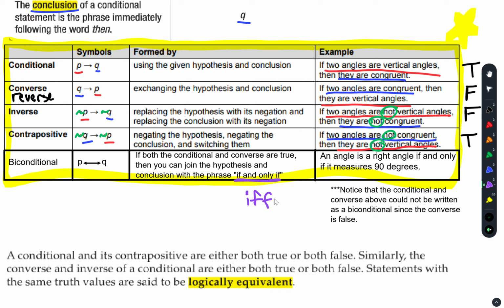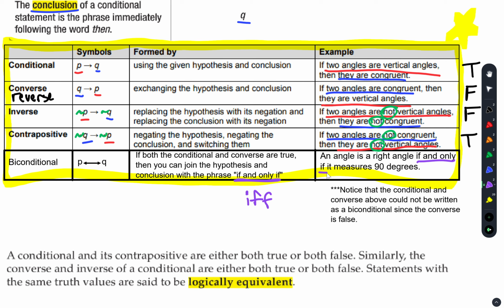The example that we've been using so far doesn't work. One was true, one was false. So here's a new example. It says, an angle is a right angle if and only if it measures 90 degrees. What this means is it's true both ways that I say it. If an angle is a right angle, then it measures 90 degrees. True. If an angle measures 90 degrees, then it is a right angle. Also true. It's true both ways. We can write a biconditional that is true.